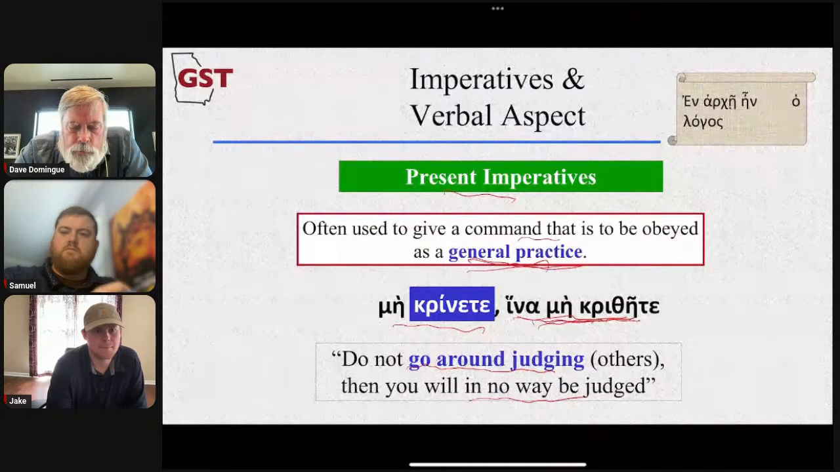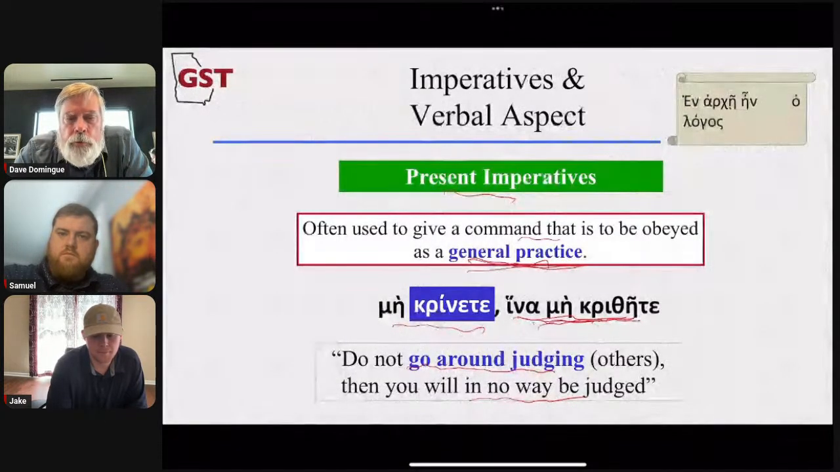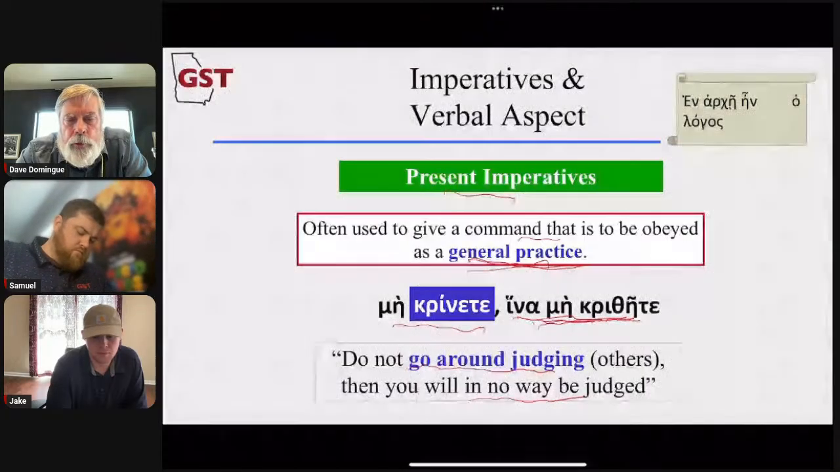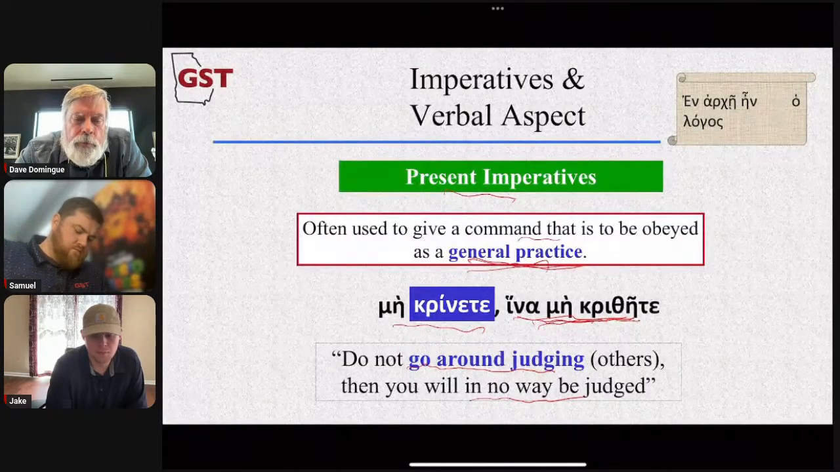So the optative mood, if you think about the subjunctive, is sort of the mood of possibility or potential. The optative is probably less so, and it was kind of dying out a little bit because there's an overlap between the subjunctive and the optative.